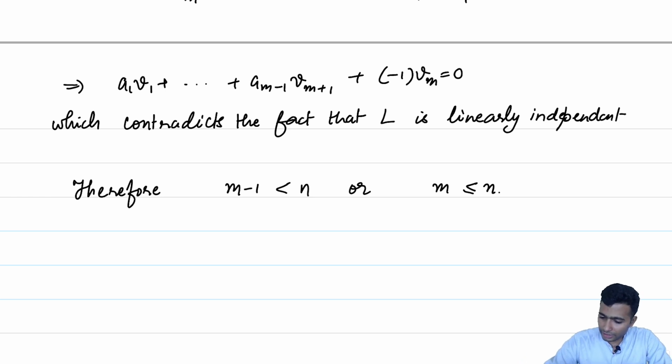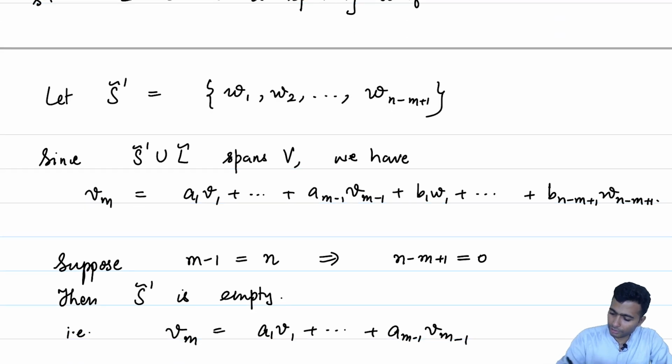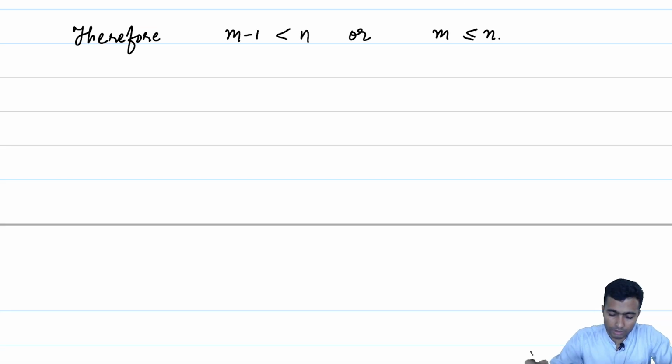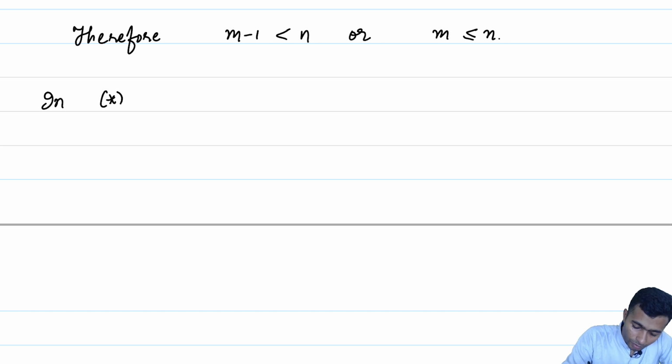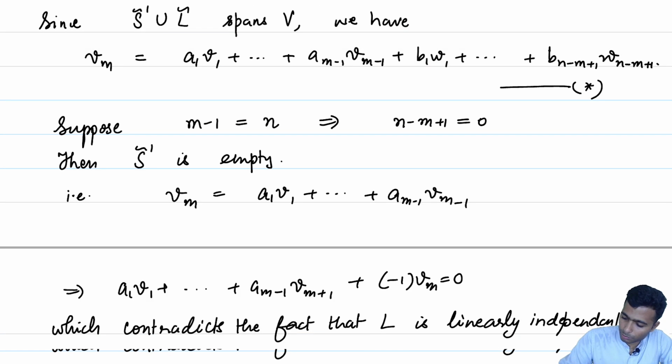Now let us revisit the equation here. Let's call this equation star. If you notice, not all of B1, B2 up to Bn minus m plus 1 in star can be 0. So let me just note that. Notice that in star. Let me show you star once more.